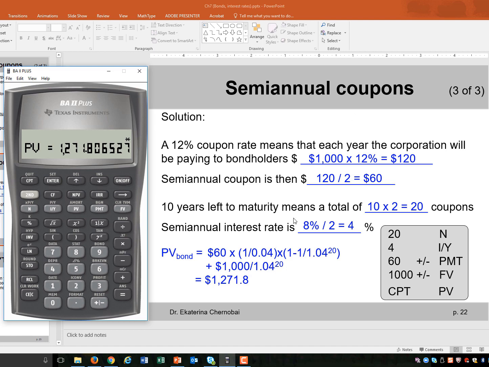So keep consistency. If you have semi-annual coupons, you need to adjust 3 things. The coupon is the annual coupon divided by 2. The number of coupons is the number of years left to maturity multiplied by 2. And the discount rate is the annual yield to maturity divided by 2. These 3 things all must be made in order to do the calculations correctly.